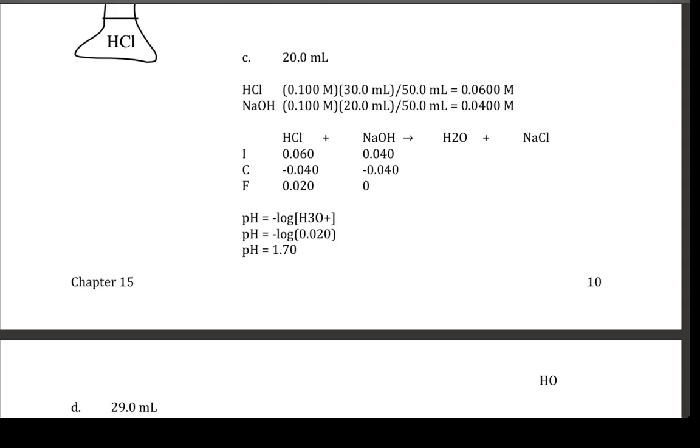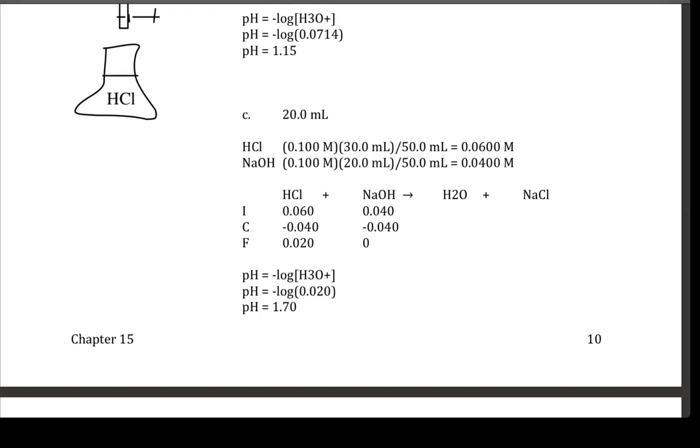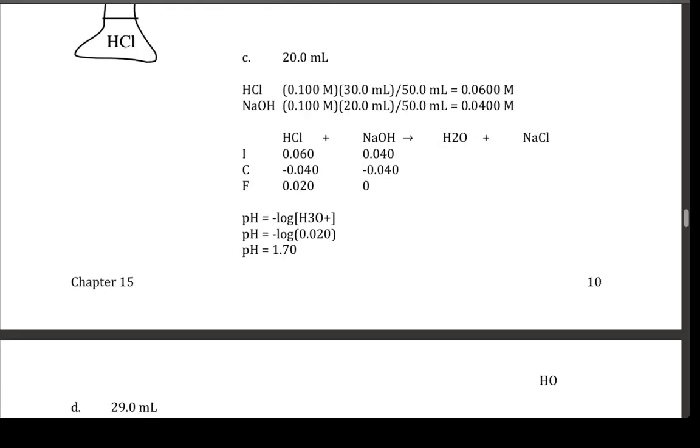The smaller of the two numbers is 0.040, so that's the change. So we have no NaOH and we have 0.020 molar HCl. We take the negative log of that, we get 1.70. So in comparison to our pH from part B, 1.15, we see the pH has gone up a little bit more. No surprise because we're adding base.